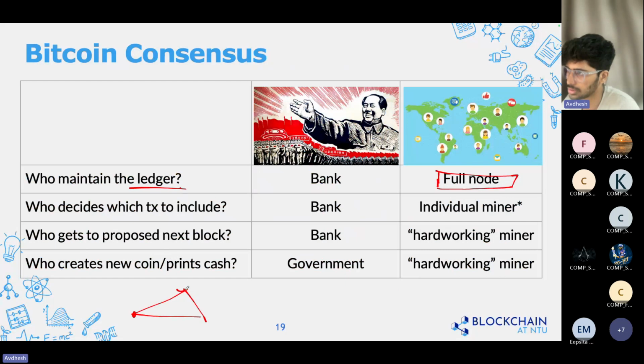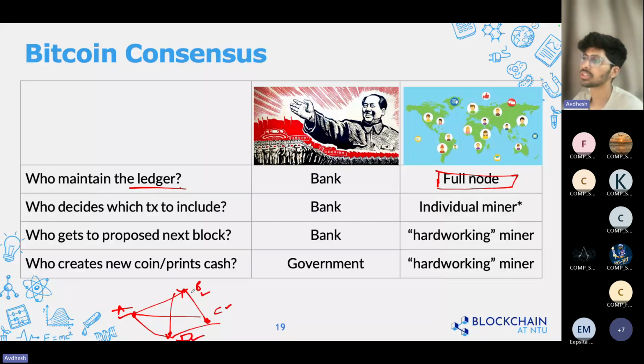I'll just create a small diagram here. A peer-to-peer network. So this is computer A, this is computer B, C, D. If a transaction is happening on computer C, it will send that transaction to the ledgers of A as well as B as well as D. So that is where the concept of networking comes in, and the peer-to-peer concept is essential for Bitcoin.